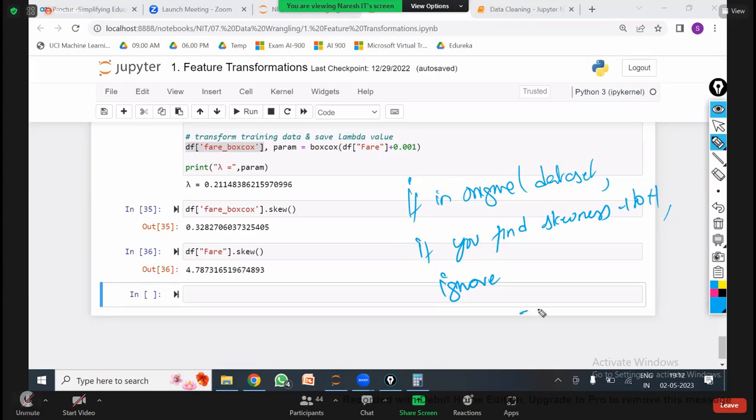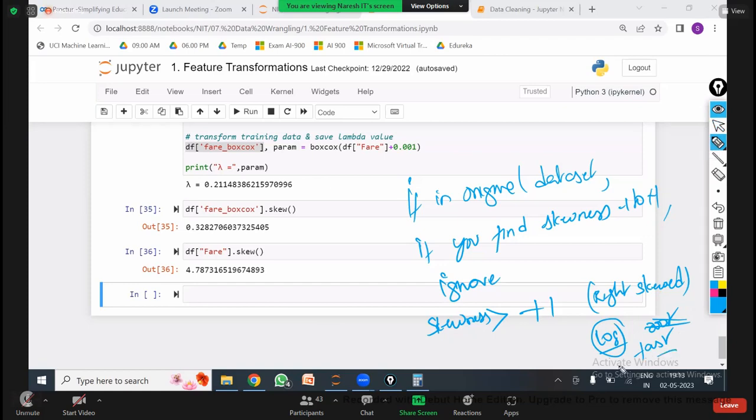If the skewness of any particular column is greater than plus 1, it is right skewed. And for right skewed, you apply either log immediately. First you try with the log. After that, you try with the root. If the log gives the best answer, then don't apply the root. Go with the log only. Why? Because it is comparatively fast when compared to this one.